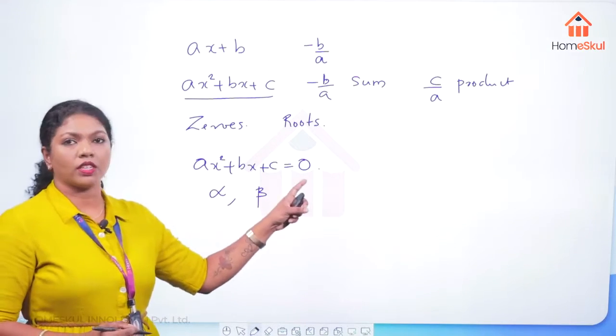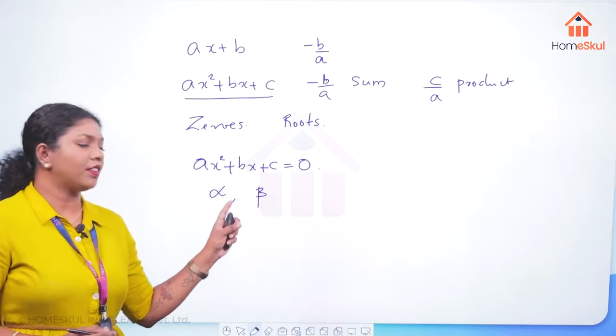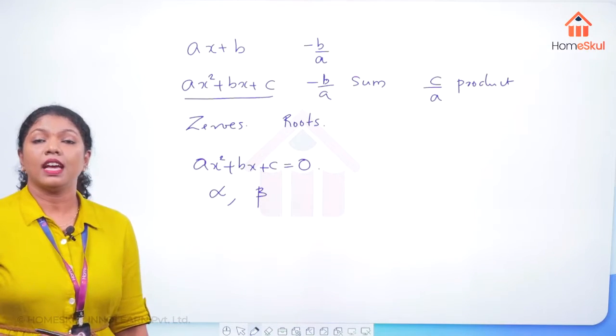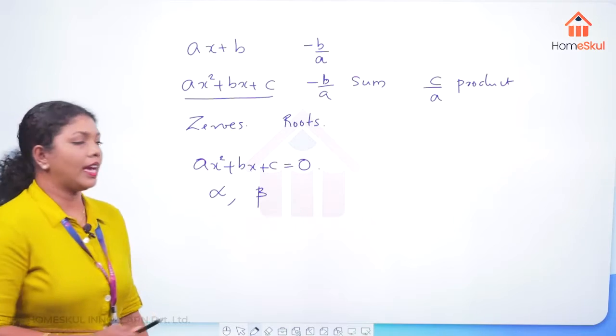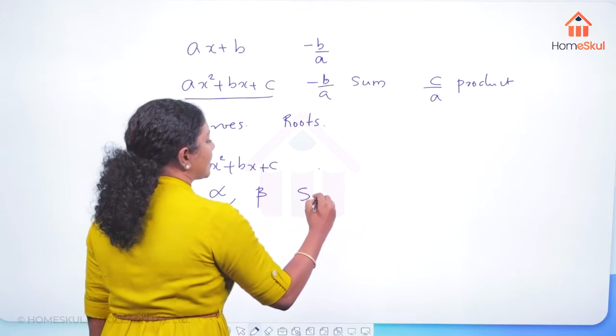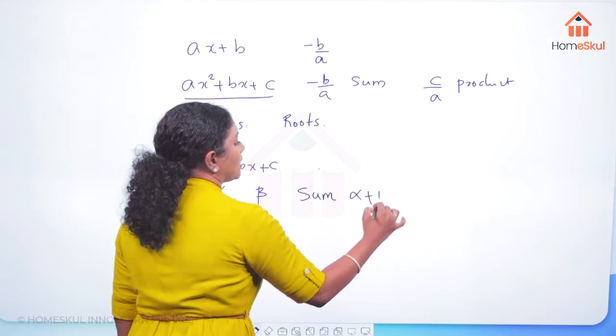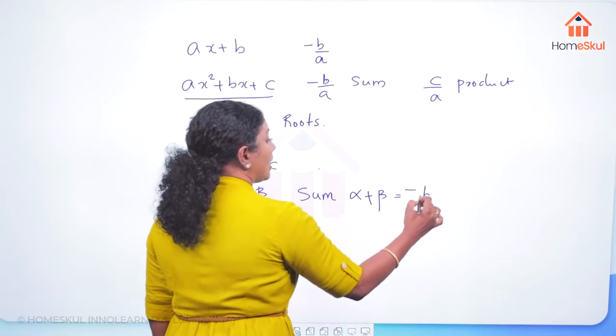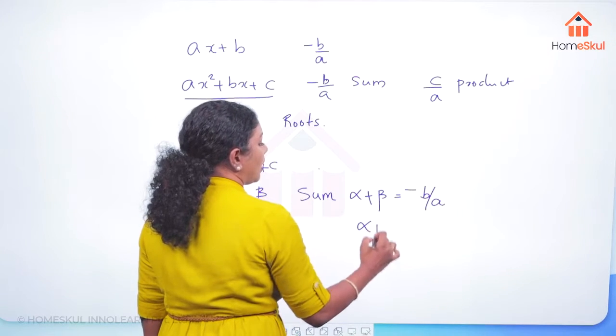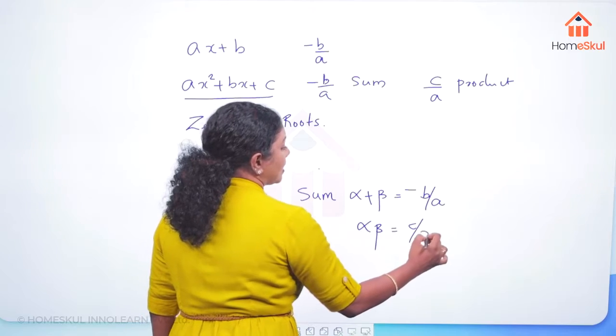If it is a quadratic equation or quadratic polynomial, we represent alpha and beta as the different roots. And how do you take them? We learned that the sum of the roots, alpha plus beta, can be taken as minus b by a, and alpha into beta can be taken as c by a.